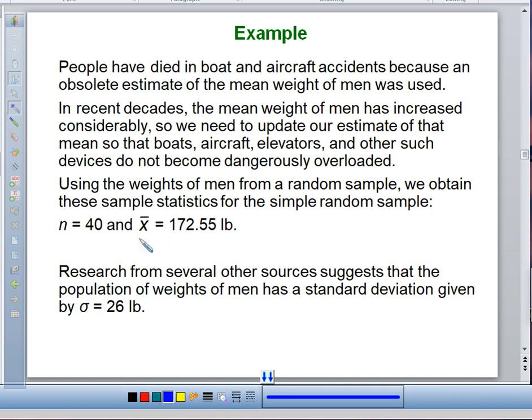So our sample ended up with n of 40. We surveyed 40 people. They had a mean of 172.55 and a standard deviation of 26.